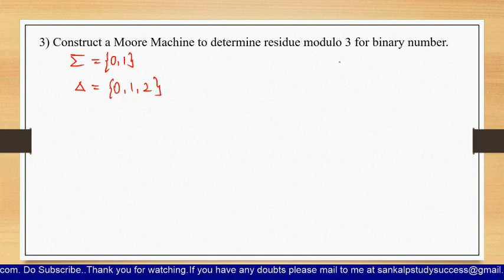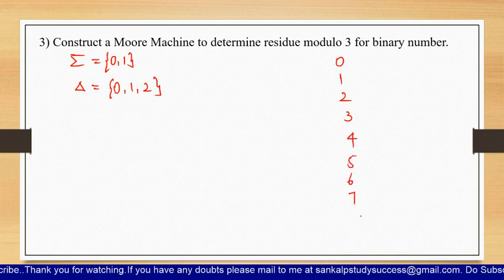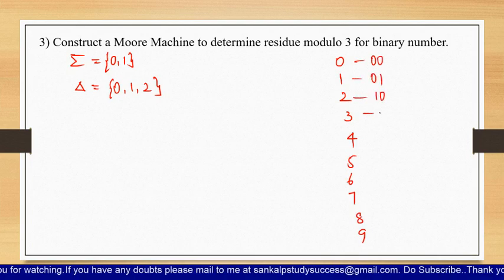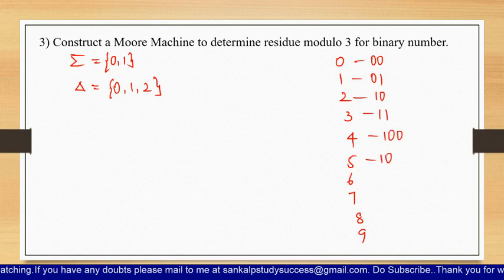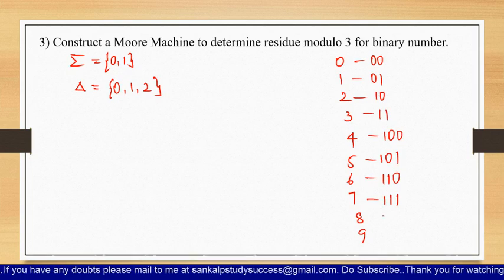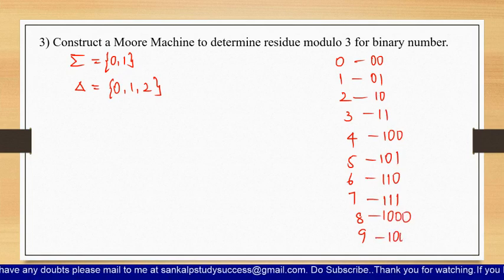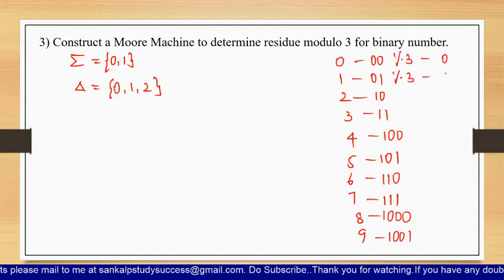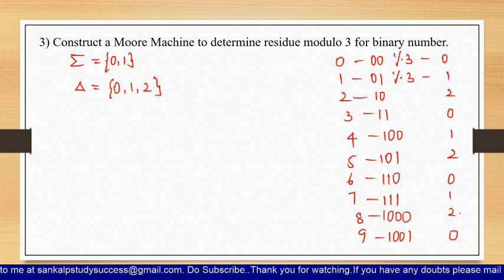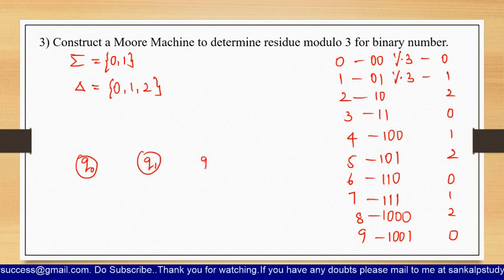So here, if you take the numbers 0 to 9, that is 3, 4, 5, 6, 7, 8 and 9, then converting into binary format, 101, 110, 111, 1000 and 1001. So if you do mod 3 for each and every number, you will get the remainders as 0, 1, 2, 0, 1, 2, 0, 1, 2, 0. So the remainders are 0, 1 and 2. That means we are going to have a minimum of 3 states, that is Q0, Q1 and Q2.